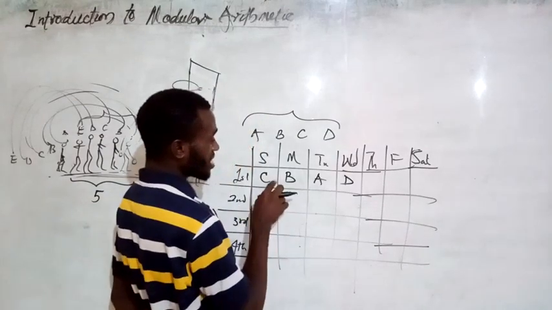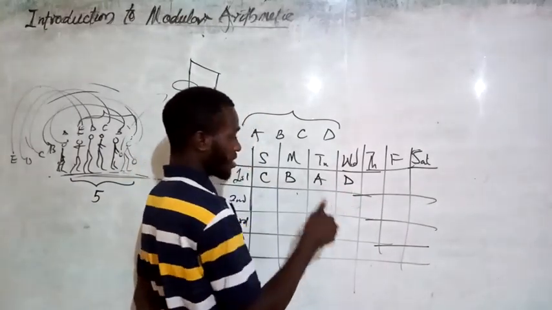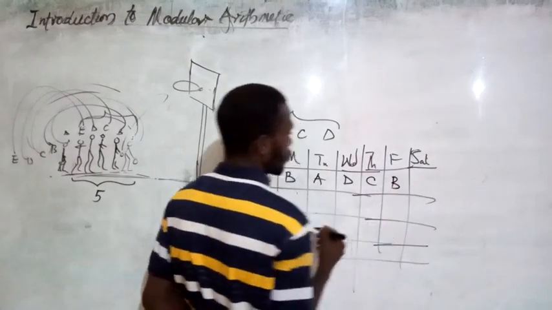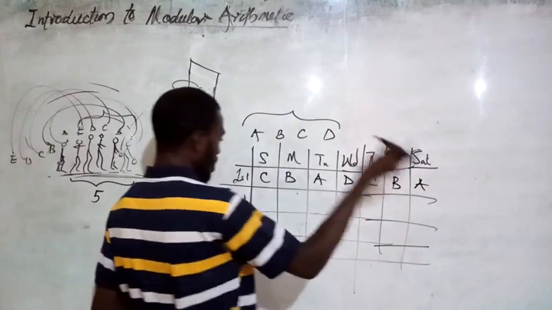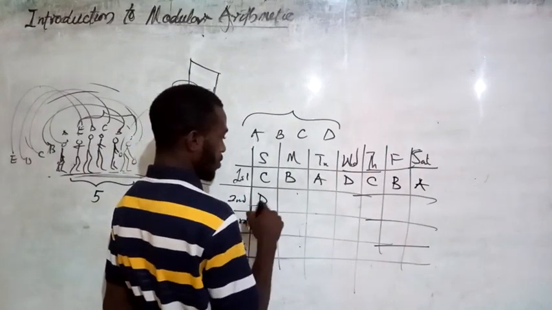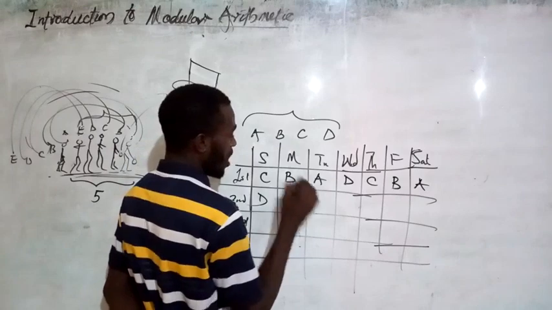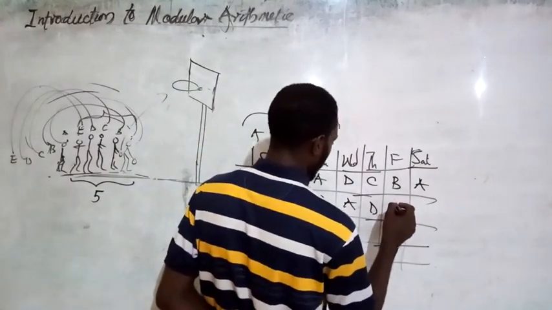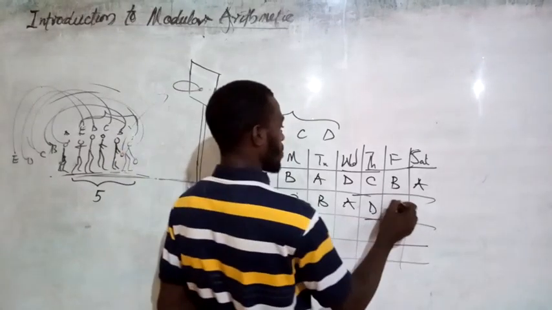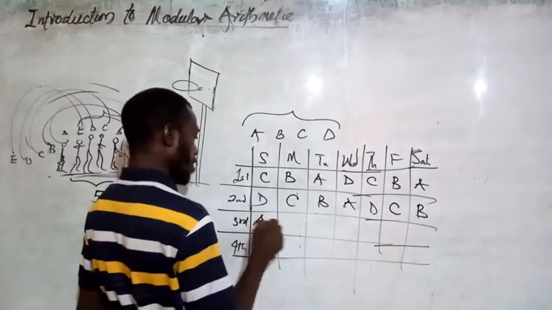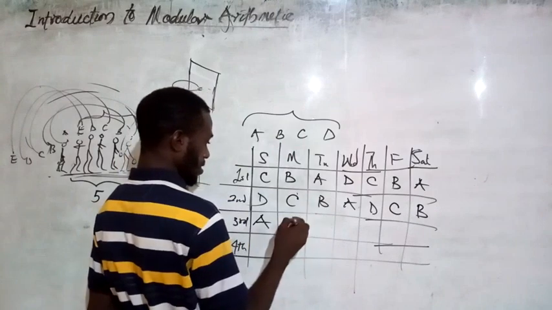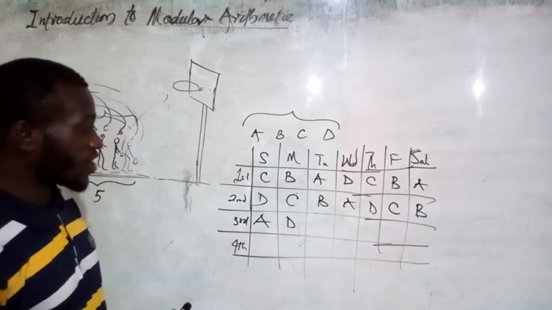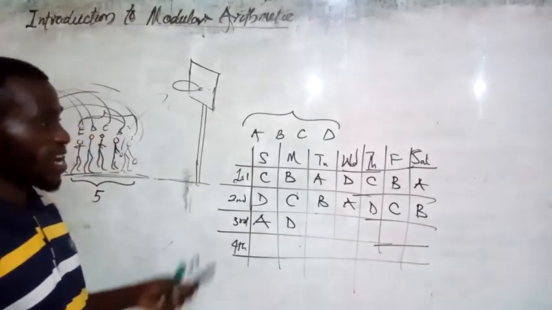So after D, the next day market C holds is the Thursday, and then market B follows, then market A follows, then market D follows, then the circle goes back and starts again: market C, market B, market A, market D, and again market C, market B, market A, market D.